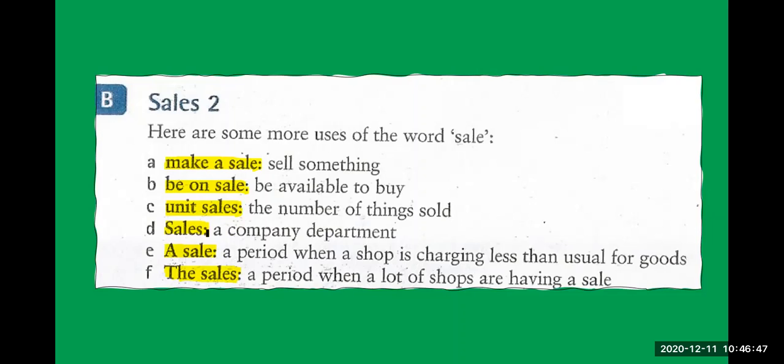Sales, and look at this, is a company department. So if someone asks you, where do you work? You can say, oh, I work on sales. That's it. I work on sales. You don't need to say too much, like I work for the selling company. No, the selling department. No, you say I work on sales. That's it. A sale, and this is very different. It's talking about a period when a shop is charging less than usual for goods.